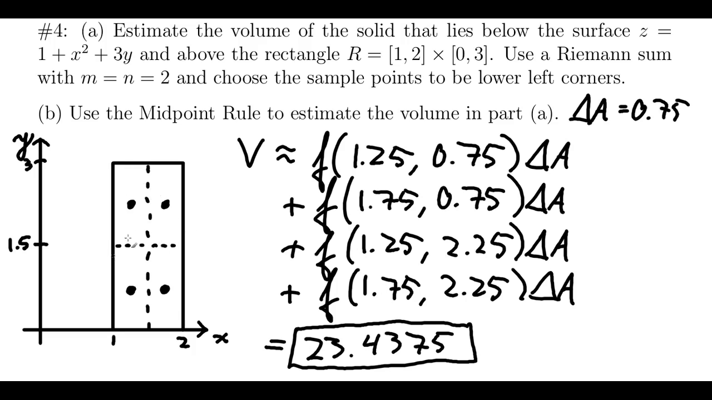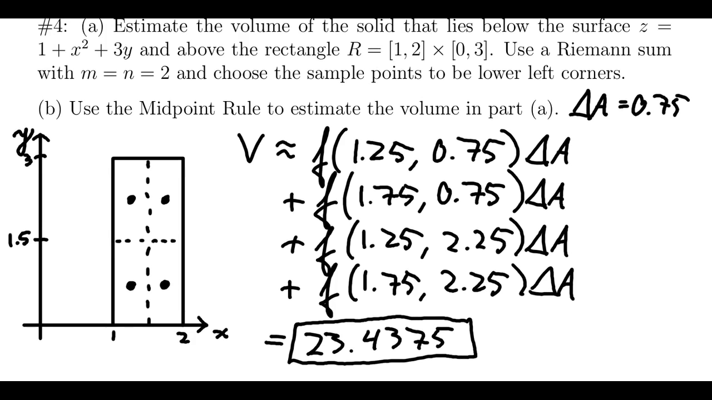Choosing midpoints instead of lower left-hand corners, we got 23.4375. Well, that is certainly different. Is it better? Just from the information we have, it's hard to tell. Your experience from Calc 1 and Calc 2 should indicate that we would expect midpoints to be a better sample point, more representative of the region, but that is, lacking any information about the function itself. Some functions might be particularly bad at the midpoints of a particular collection of intervals.